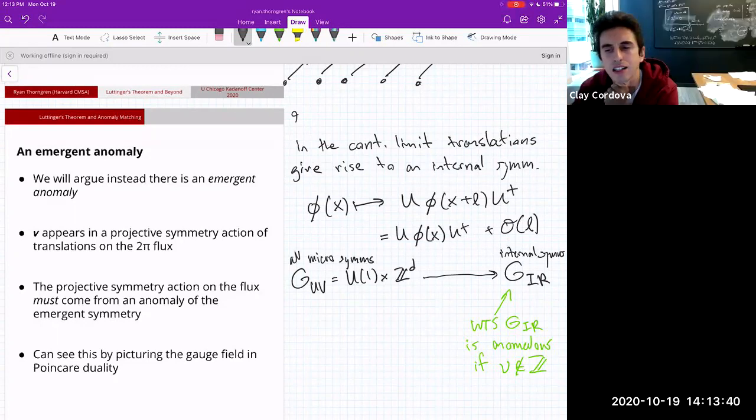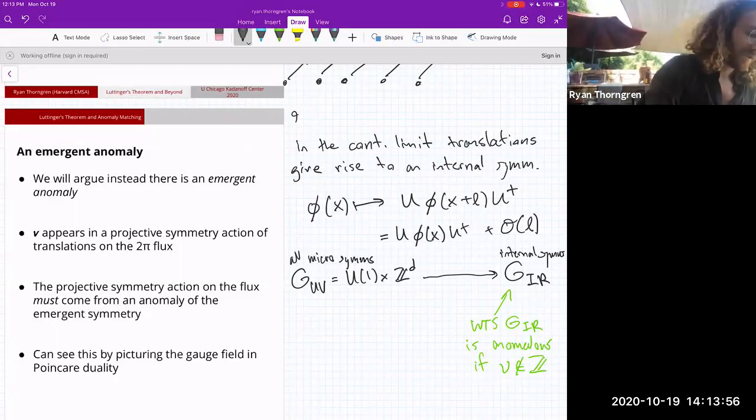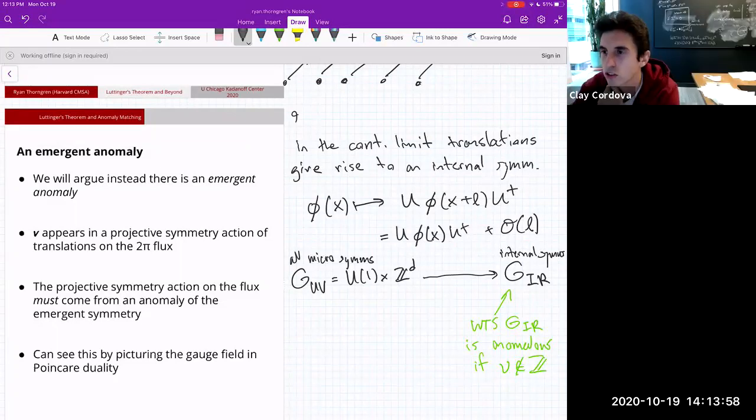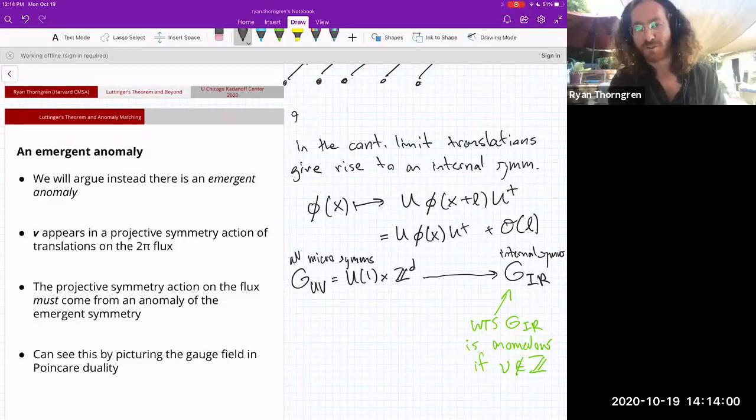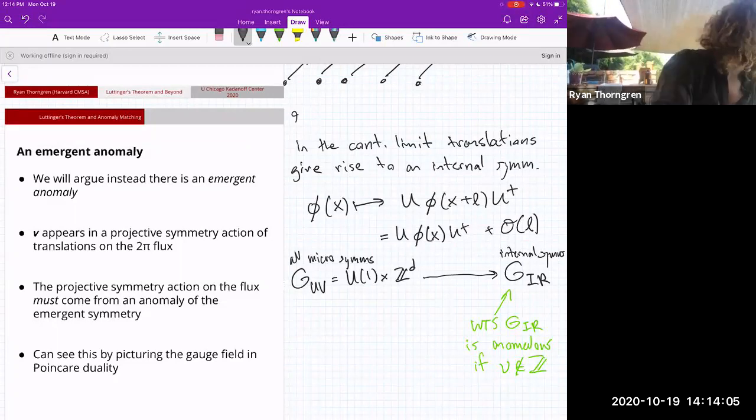And the second thing is that I'm generally suspicious about claiming that anomalies for emergent symmetries obey any matching, in general. Oh yeah, well, I'll argue why. I'll tell you why. There's no universal theorem like that, though. No, there's no universal theorem. But here there's something very specific that happens. Okay, so let me get to that.